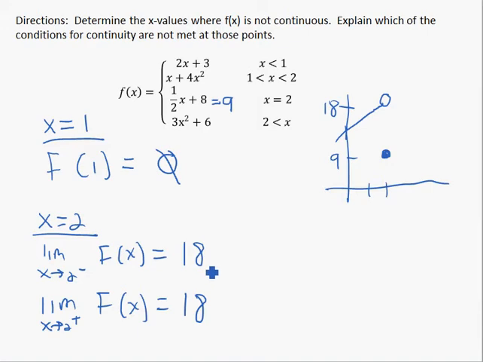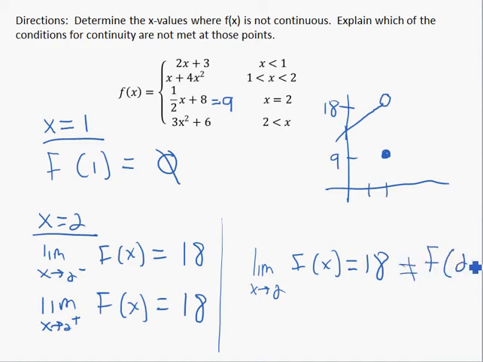So at x = 2, it's not continuous, and the reason is the limit as x approaches 2 of f(x) equals 18, because both sides approach 18, but that does not equal f(2), which equals 9. Since the limit doesn't equal the function, we have this thing headed towards 18, but when it gets there, boom, it equals 9, and then after 2, it's close to 18 again and heads off. So not continuous. Those are our two points: x = 1 and x = 2, and this is the reason for x = 2 right here.